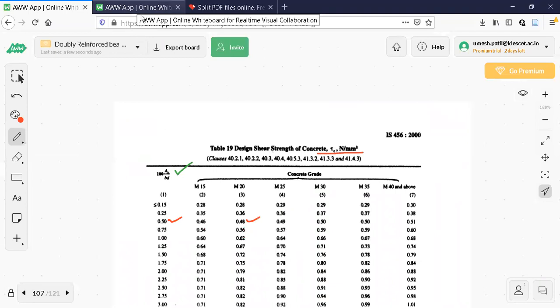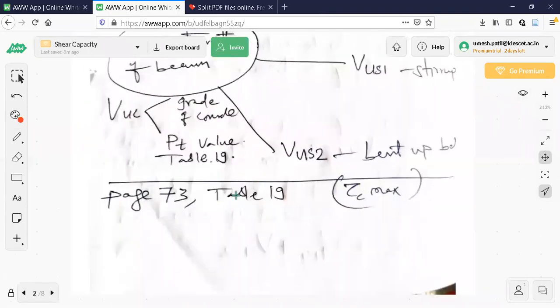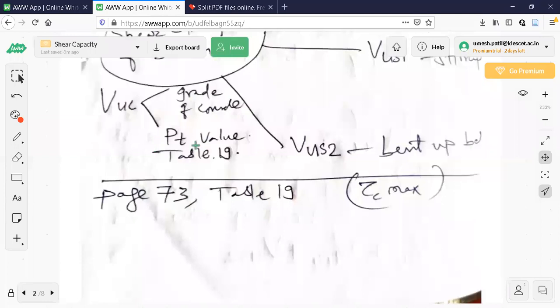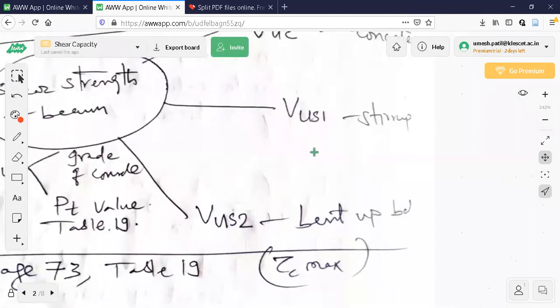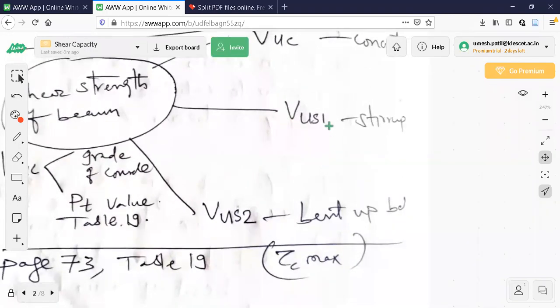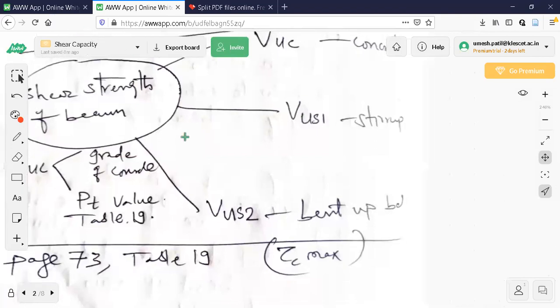Now observe here. So how to find VUC? I explained. PT first, then compare that, then you find it. Now see, let us go to the next calculation, stirrups. How do you find VUS1 if the stirrups diameter and spacing is given in the problem? They have given the diameter as well as spacing of the stirrups. Now again, observe the same page number. Everything is available in a single page here. Just scroll it.